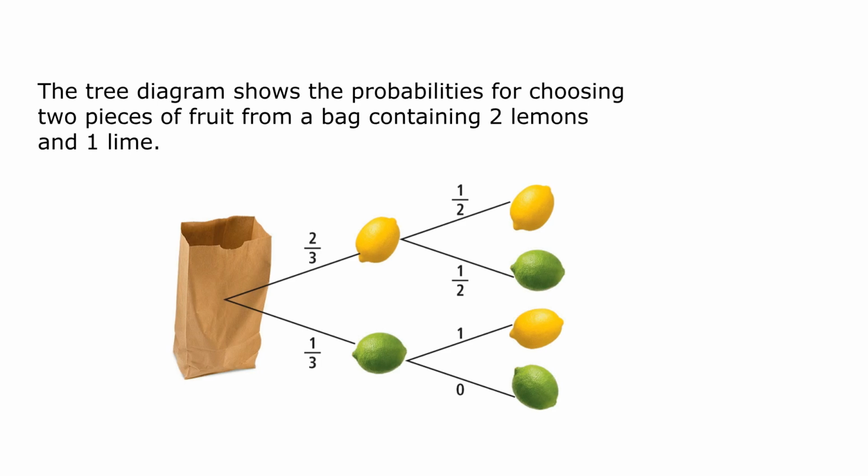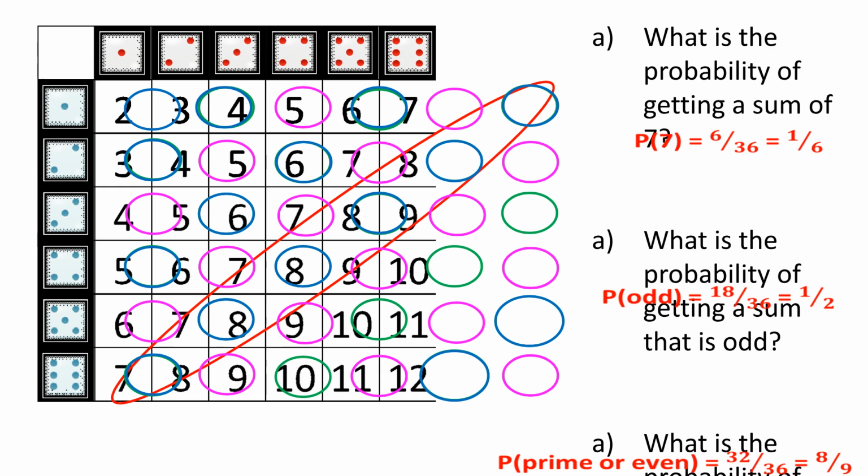Now let's explore dependent events. These occur when the outcome of one event influences the probability of the next, such as picking fruit from a bag without replacing it. When drawing from a bag with 2 lemons and 1 lime, your first choice affects the remaining items, thus changing the probability for the second draw.